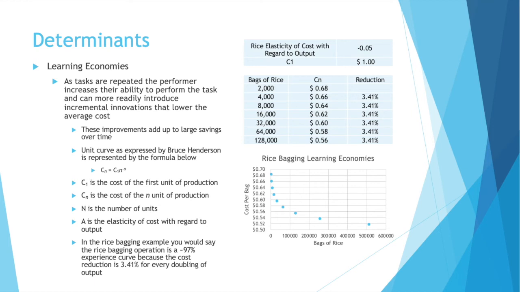Cn, the cost of whatever number unit you are producing, is equal to C1, the cost of the first unit, times n, the number of units, raised to the power of negative a, which is the elasticity of cost with regard to output. There are several types of elasticity.